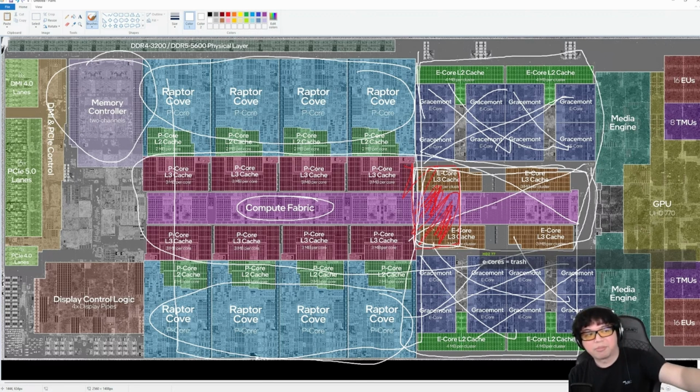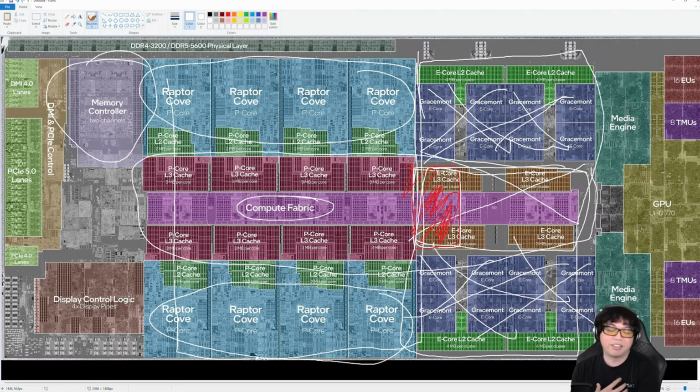However, the Raptor Cove is further away from the middle. So from a thermal density standpoint, the compute fabric being in the middle tends to always run at elevated temperatures compared to the rest of the CPU. So on average, your long-term average temperature on the compute fabric is going to be higher. So there may be some problems with electron migration happening prematurely on the compute fabric.